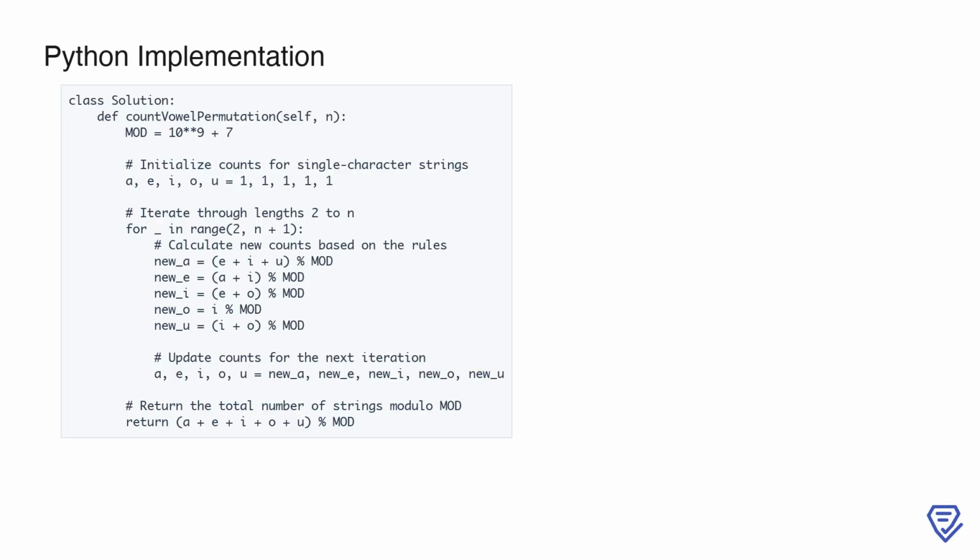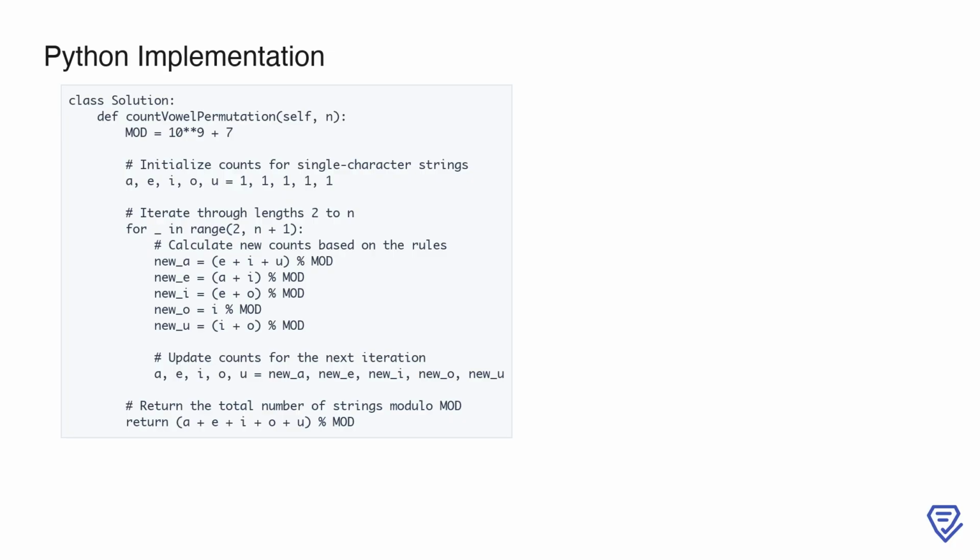It initializes the counts for single character strings, where each vowel has one valid occurrence: a, e, i, o, u equals 1, 1, 1, 1, 1. The algorithm iteratively calculates the counts for strings of increasing lengths from 2 to n. During each iteration, it computes new counts for each vowel based on the given transition rules.